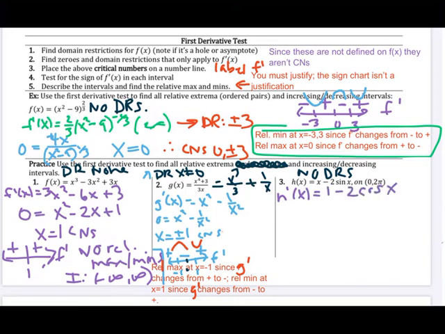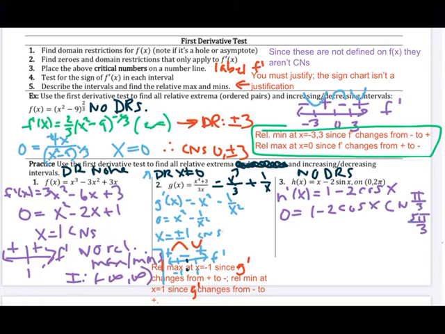We're looking at the interval from 0 to 2 pi. So we're looking for where 0 is 1 minus 2 cosine x, or where cosine of x is equal to +1/2. That's going to give us that our critical numbers are pi over 3 and 5 pi over 3.